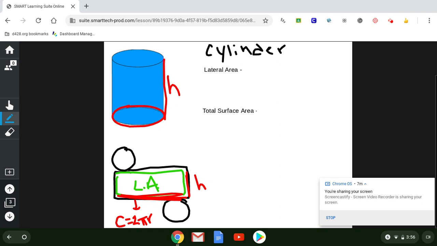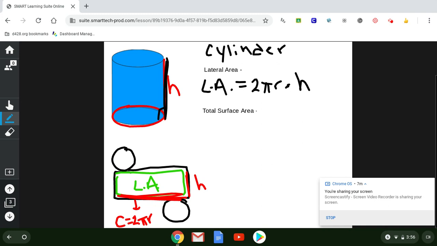Okay, so when I find lateral area of a cylinder, I'm going to take the circumference, 2 pi r, and multiply it by the cylinder's height. Anytime we use height with lateral area, we're talking about the actual vertical height that creates a 90-degree angle. So that might be one way to distinguish that. It definitely gets a little confusing when you're talking about prisms.